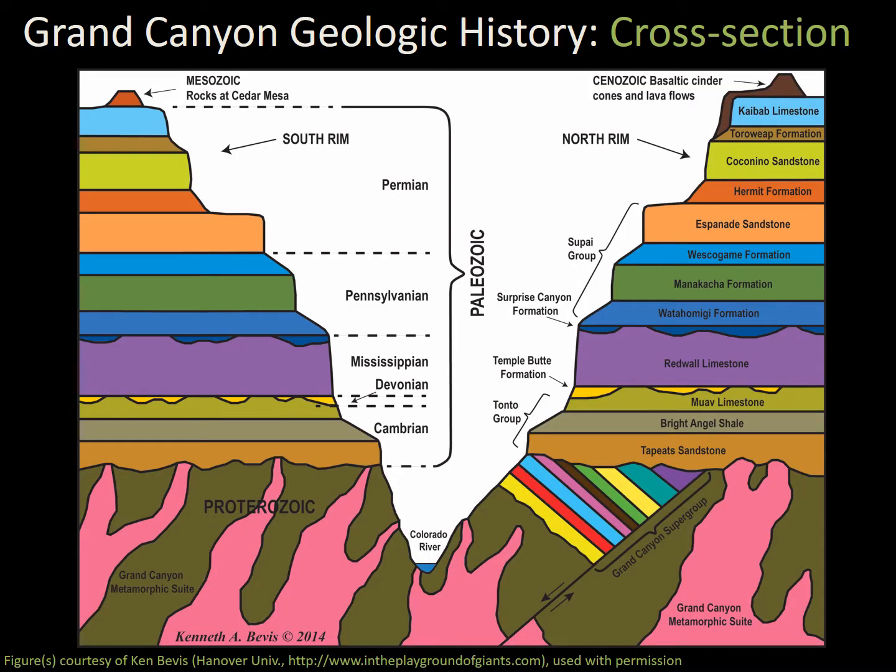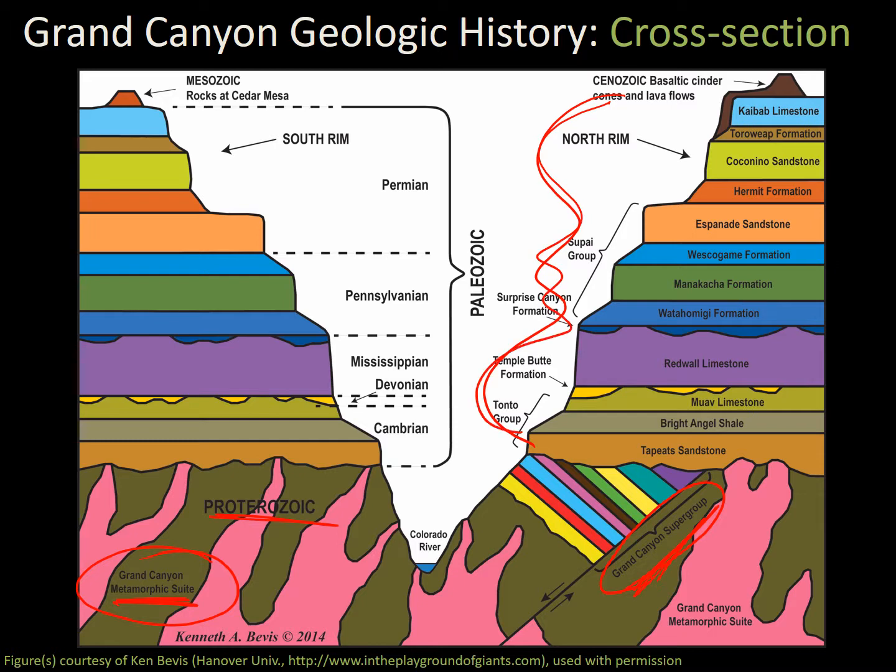So let's start with a cross-section. This is a schematic of the entire Grand Canyon with the oldest rocks, these Proterozoic Grand Canyon Metamorphic Suite, which includes some igneous rocks as well. The Grand Canyon Supergroup, also Proterozoic, and overlying all of that, the Paleozoic suite of sedimentary rocks. We're going to start at the oldest, the Proterozoic metamorphic and igneous rocks, then move towards the supergroup, and then talk about the Paleozoic stuff here at the end.